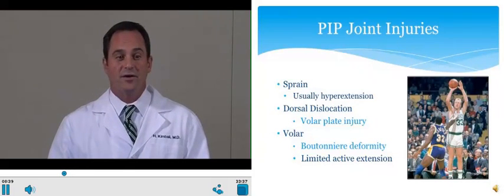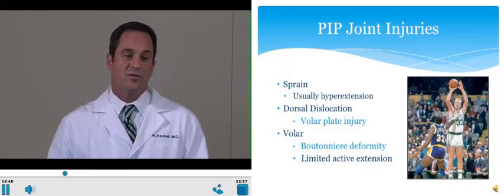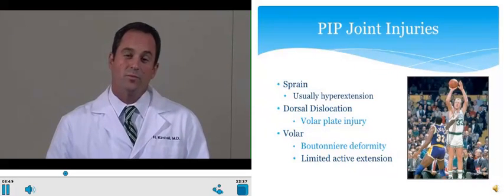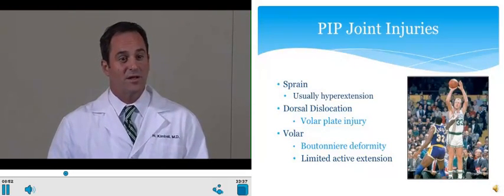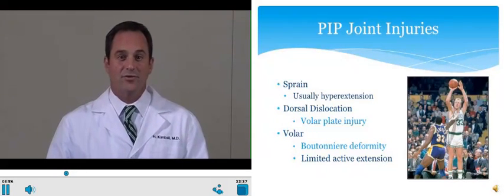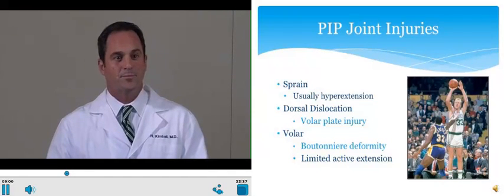And those injuries that are dislocations that occur volarly, much less common, but those can be seen with a central slip or extensor tendon injury, which would give you a boutonniere type deformity, and we'd see limited ability to straighten out your finger immediately after that injury occurred. But we'll look at those in a minute.